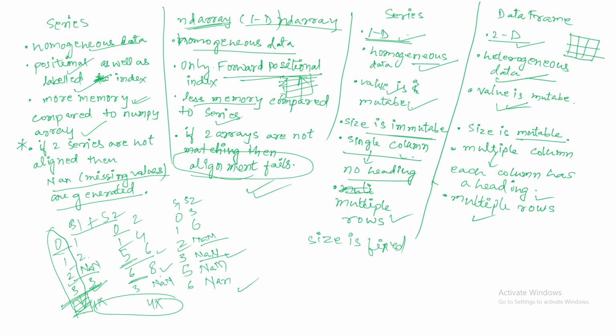Now here it is a single column, so that is why a heading is not required. Here there are multiple columns, so each column has a heading. Multiple rows are accepted. So these are all the differences I have explained. So series is fully completed. Now I will show you through programming some common attributes and their output.